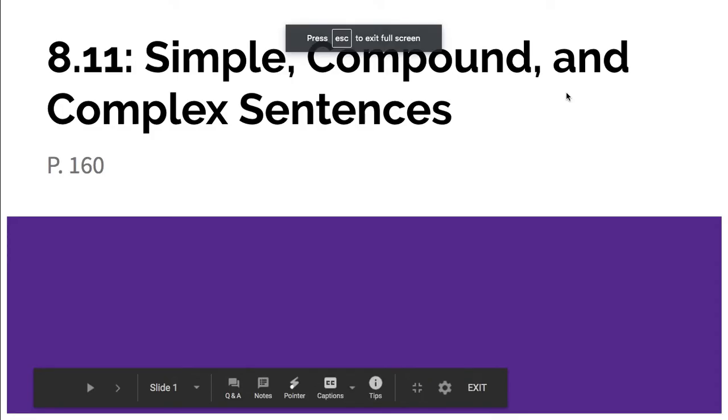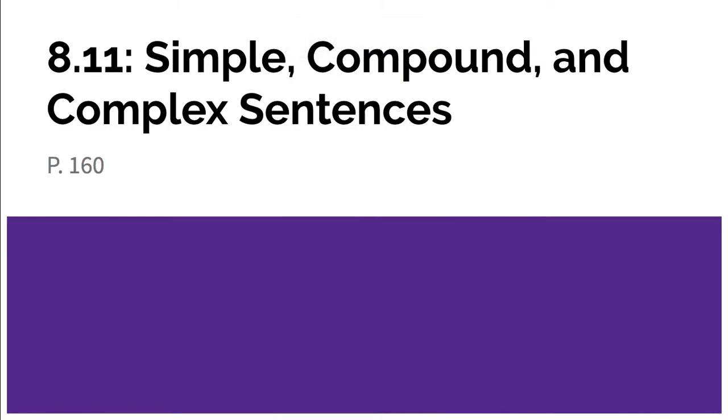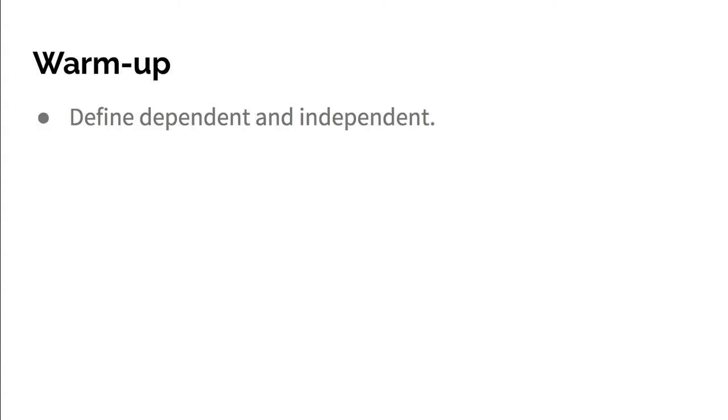This is lesson 8.11 on page 160 in your book, and we've actually gone over all three of these concepts before, so it's going to be pretty easy if you don't overthink it. So for your warm-up, you need to define what a dependent and independent clause is.